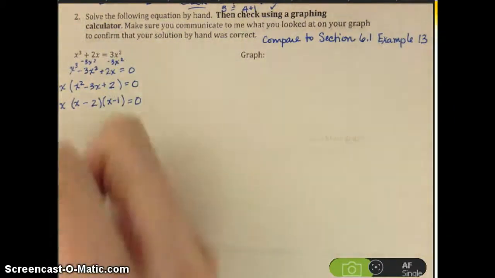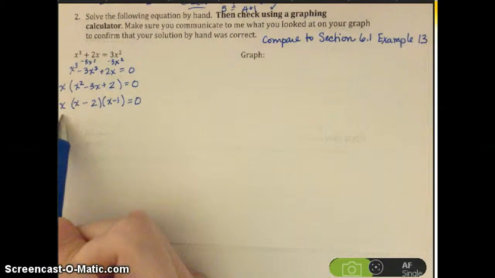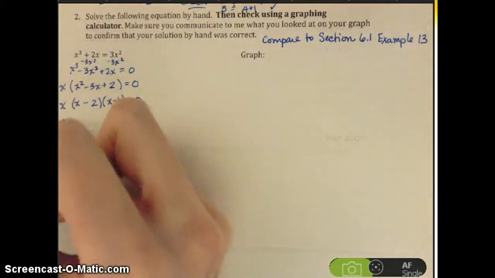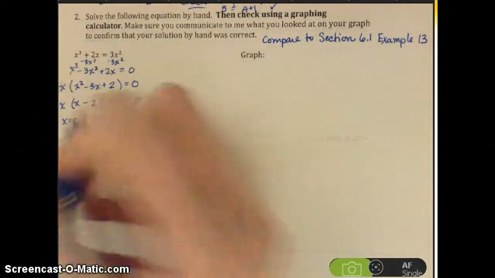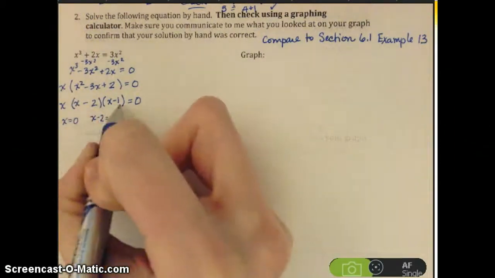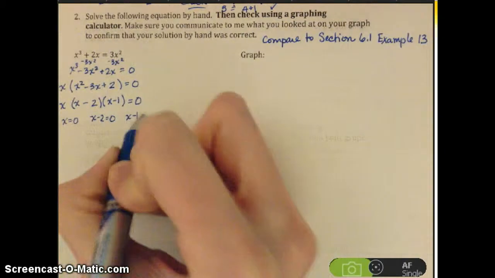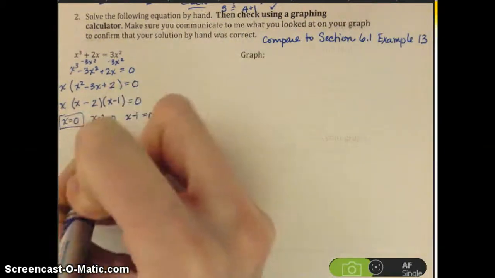And now the zero product principle says either x has to equal 0 or this group x minus 2 has to equal 0 or x minus 1 equals 0. This is already a solution.